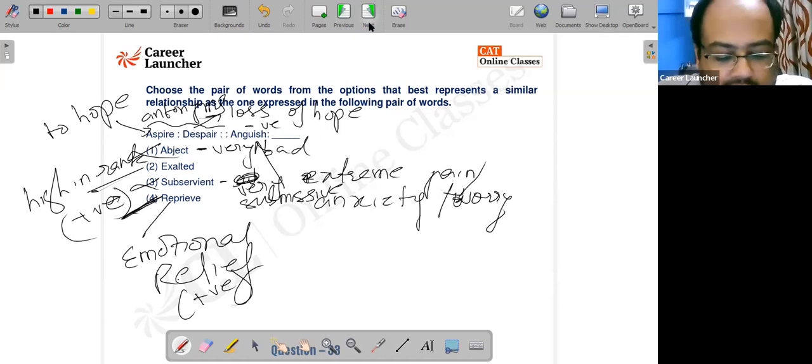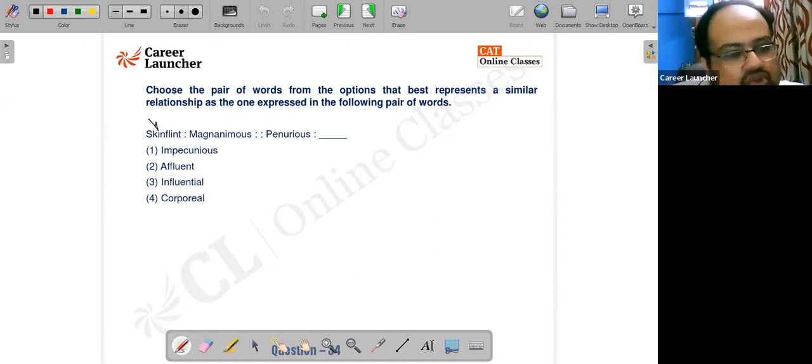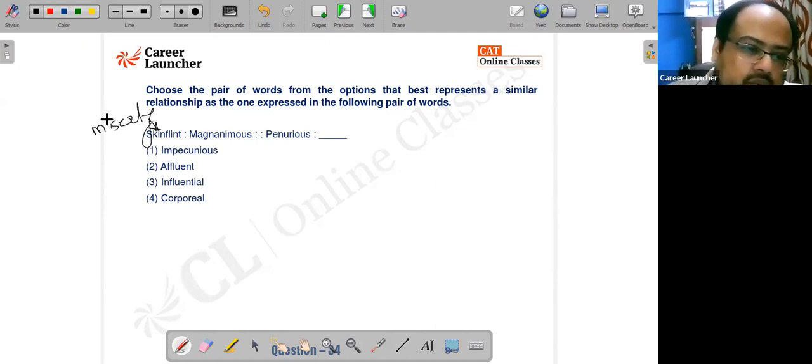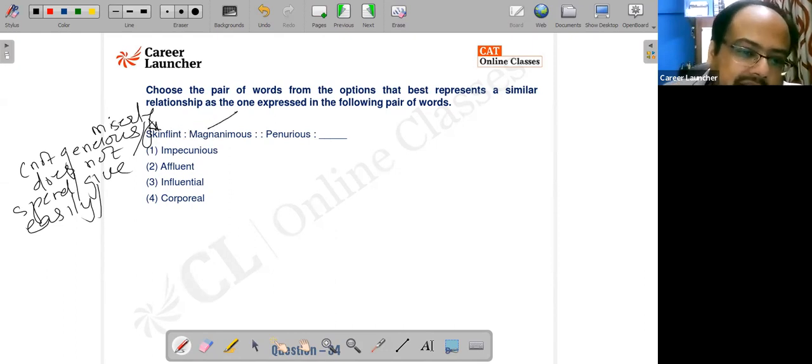Okay. Next question. Skinflint is to magnanimous, penurious is what? Skinflint refers to someone who is miserly. What do I mean by miserly? Someone who is not generous, someone who does not spend or give easily. That is skinflint. Magnanimous is the opposite. Magnanimous refers to generous.